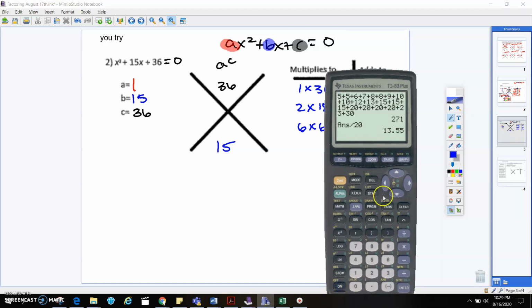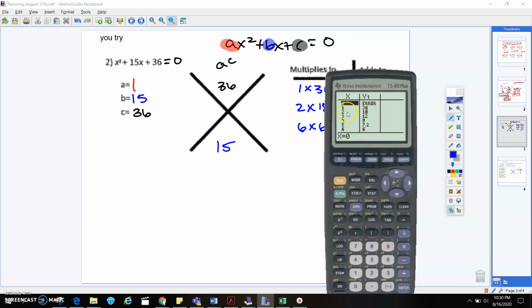So I need factors of 36. I'm going to go into my TI-83 calculator, and I'm going to hit this y equals button, and type 36 divided by x, because I want factors of 36. I'm then going to hit second and graph, and that's going to pull up this x and y table.